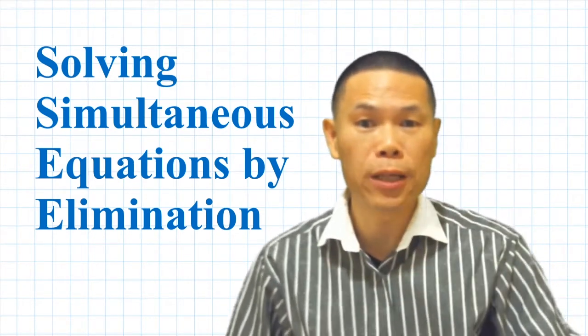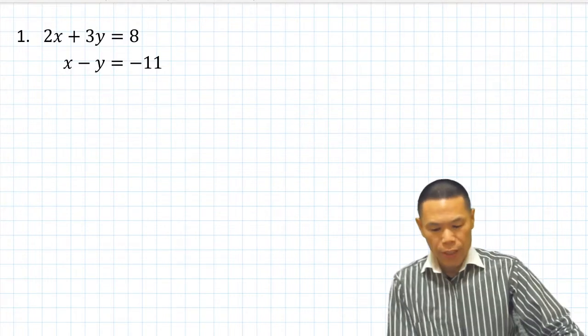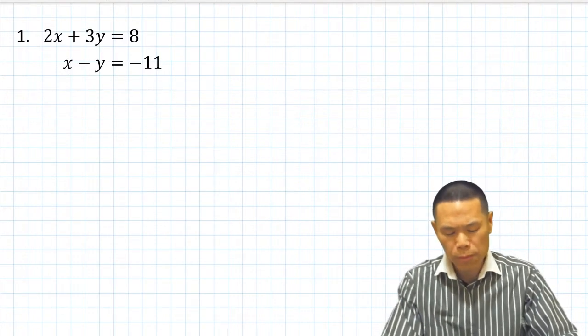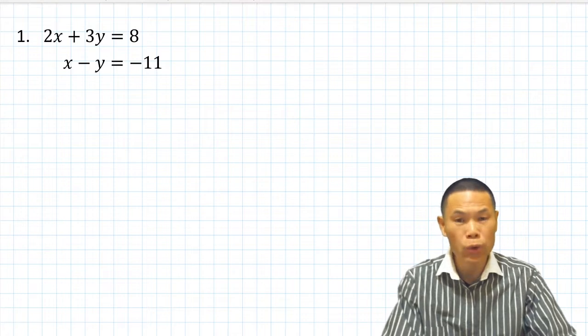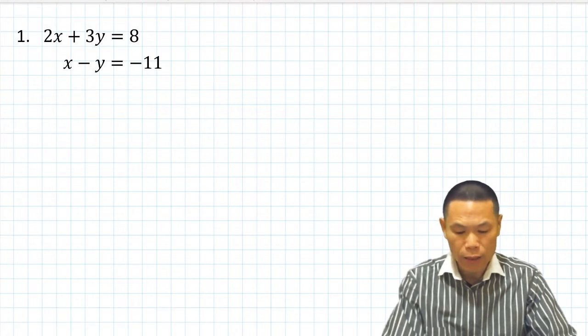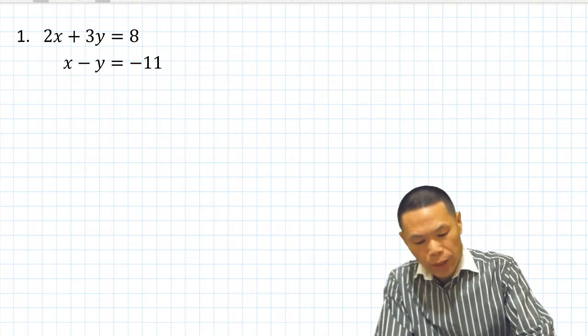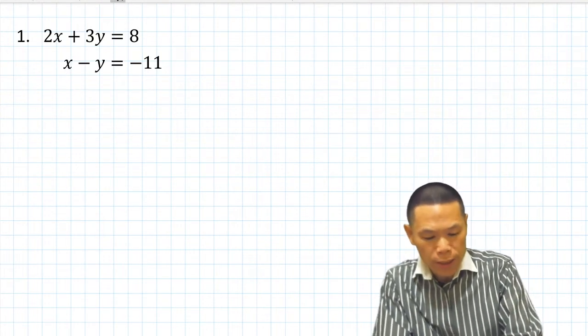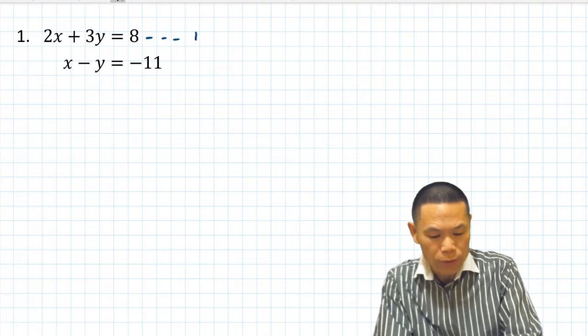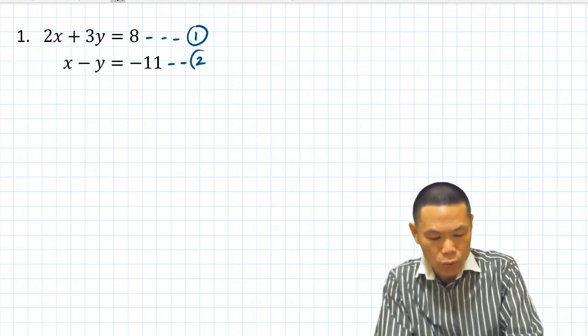Let's get into it. First one. So we have 2x plus 3y is equal to 8 and x minus y is equal to 11. So rule number one is we name the first one equation number 1, and the second one, we name this equation number 2.